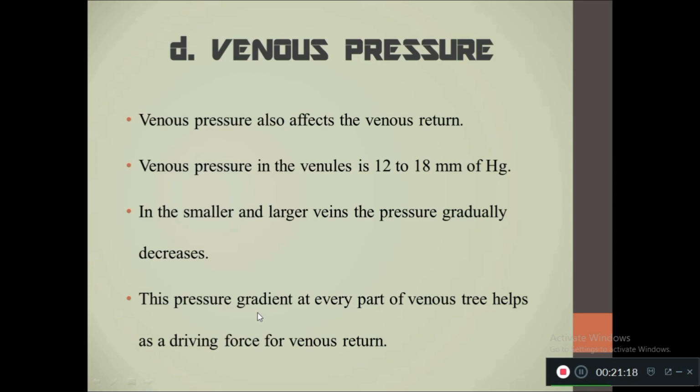This pressure gradient, this pressure difference at every part of the venous tree, is the driving force of the venous return. From the venules to the small veins and the large veins, the pressure is going to decrease further. That leads to increased venous return with a great force.